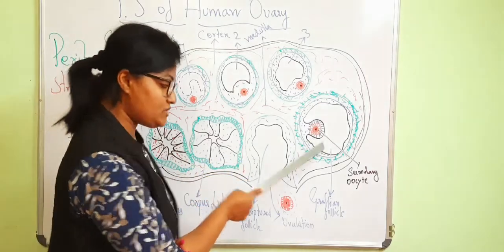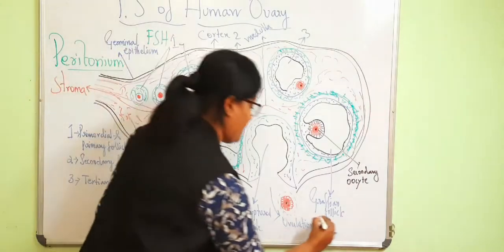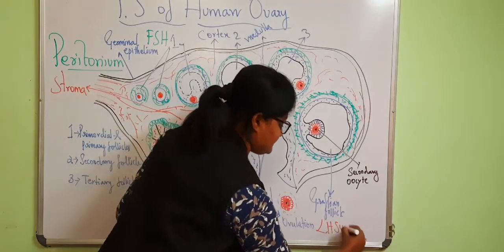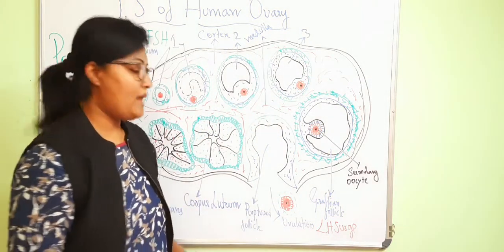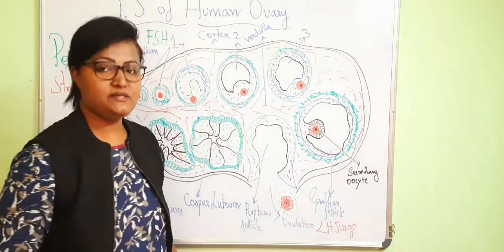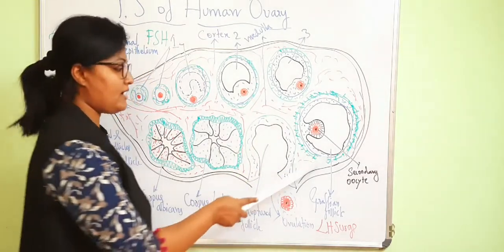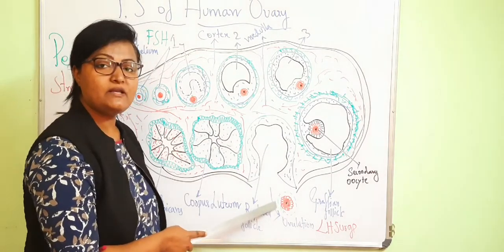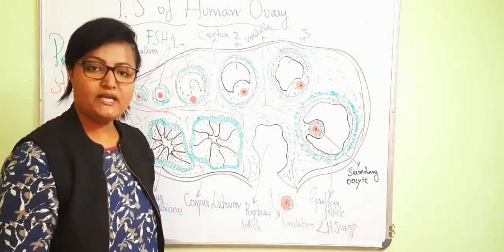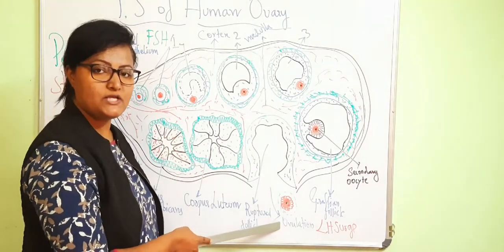After the maturation of the Graafian follicle, with the help of luteinizing hormone, LH, there will be a rupturing of the Graafian follicle. The Graafian follicle gets ruptured, and the secondary oocyte is released from the ovary into the fallopian tube, and this process we call ovulation.